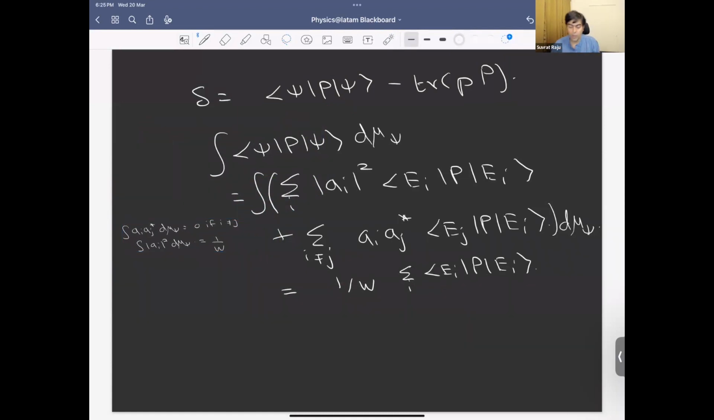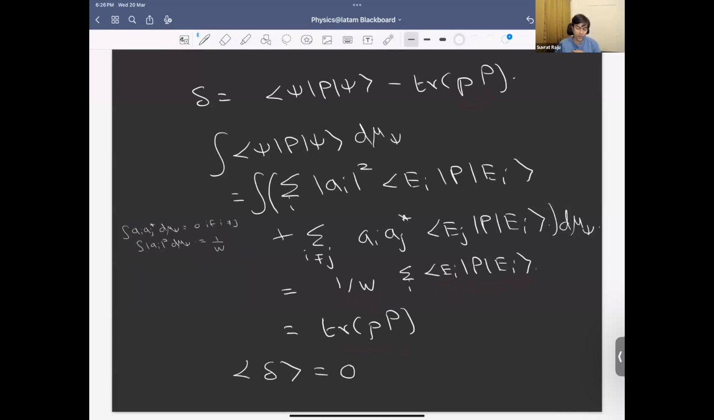Okay, but what is this? This is just a trace of P in the microcanonical density matrix. This is equal to trace of rho P. Because you see, what was rho? Rho was just a sum over E_i with a 1 over W factor. So this is exactly equal to that. What does this tell you? This tells you the expectation value of delta is 0.